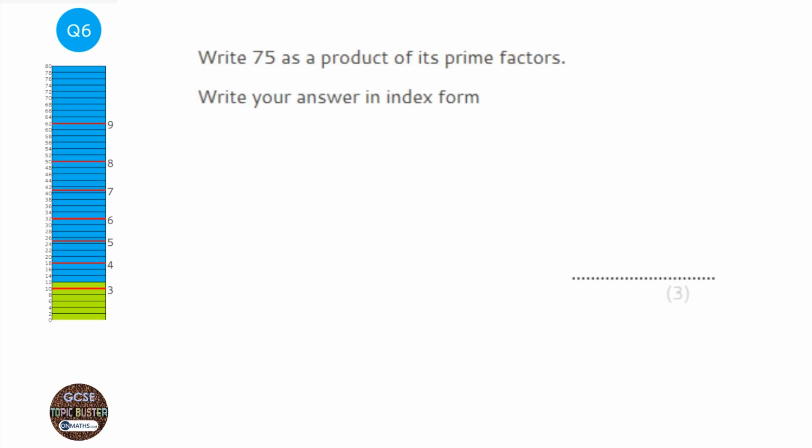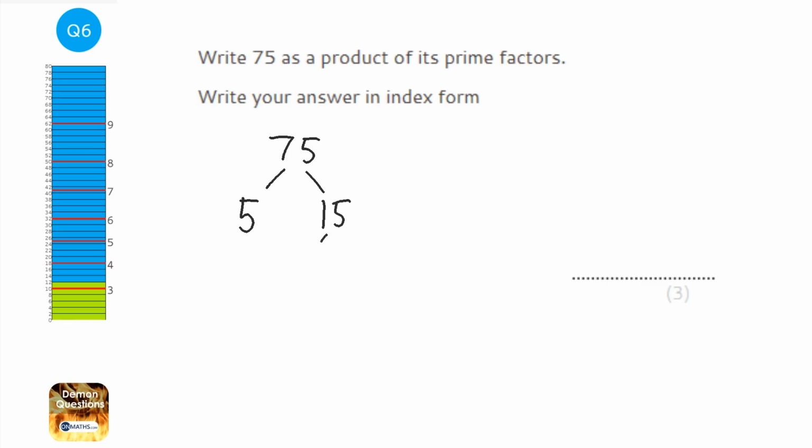To find prime factors, the easiest method is to do it as a little tree. I'm thinking of 2 numbers that multiply together to make 75. Now there's a few choices I can make, but I know that any number ending in 0 or 5 is in the 5 times table. And let's have a think. 5 times 10 is 50, 5 times 5 is 25, so that's going to be 15 there.